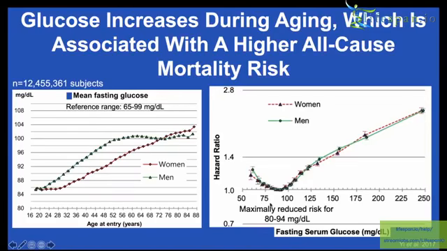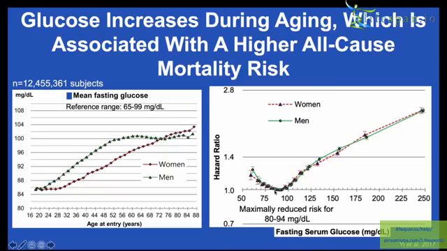Now that number is important because if we look at risk of death for all causes, and that's what's shown here, the hazard ratio versus the circulating concentration of glucose levels. The lowest point of the curve is where the lowest risk for all-cause mortality would be, and for that it's 80 to 94 milligrams per deciliter.